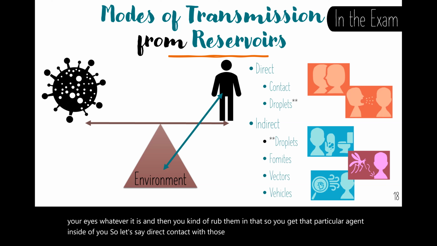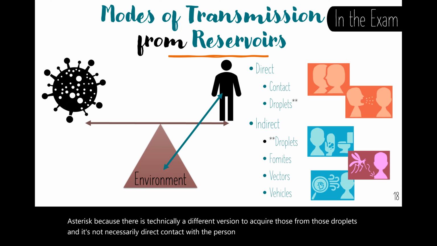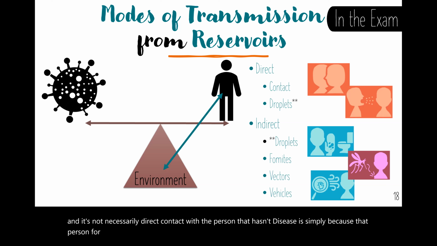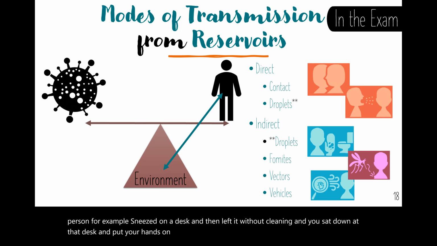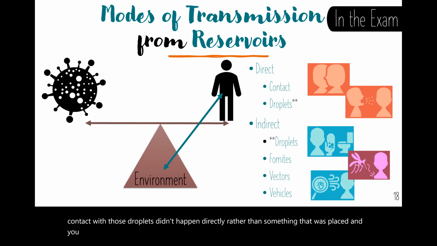Now you notice that I have these under a little asterisk, because there is technically a different version to acquire those droplets. And it's not necessarily a direct contact with the person that has the disease. It's simply because that person, for example, sneezed on a desk and then left it without cleaning, and you sat down at that desk and put your hands on it and happened to touch your eyes afterward, you still came into contact with those droplets. It didn't happen directly, rather something was placed and you afterward came into contact with those.